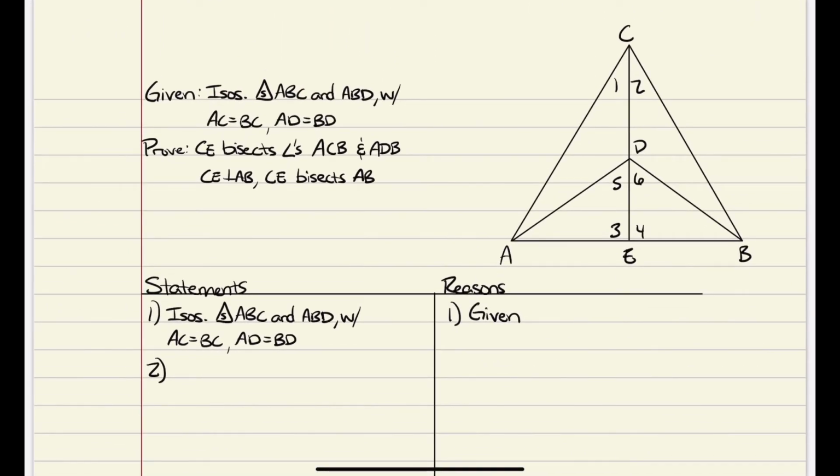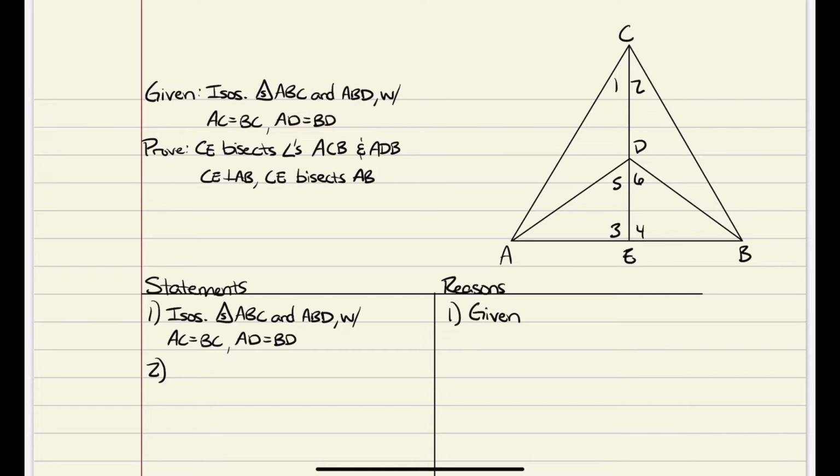We're given that we have isosceles triangles ABC and ABD. ABC is the big triangle, ABD is the smaller triangle, and we're told that these are isosceles triangles, and they tell us the two sides of the triangles that are equal to each other. We have AC equaling BC, and we have AD equaling BD.